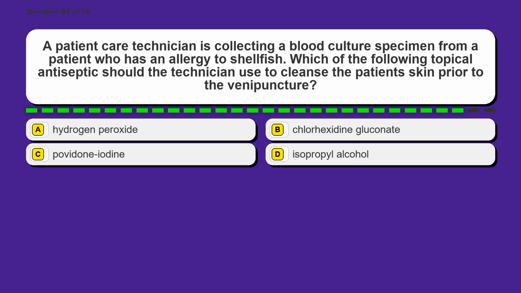Question 64. A patient care technician is collecting a blood culture specimen from a patient who has an allergy to shellfish. Which of the following topical antiseptics should the technician use to cleanse the patient's skin prior to the venipuncture? Option A. Hydrogen peroxide. Option B. Chlorhexidine gluconate. Option C. Povidone-iodine. Option D. Isopropyl alcohol.